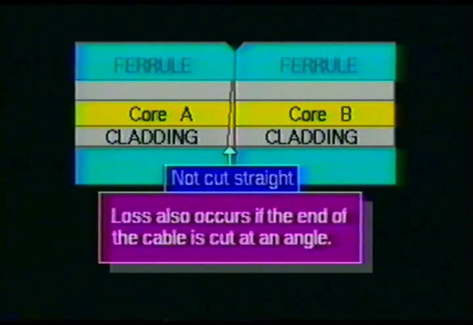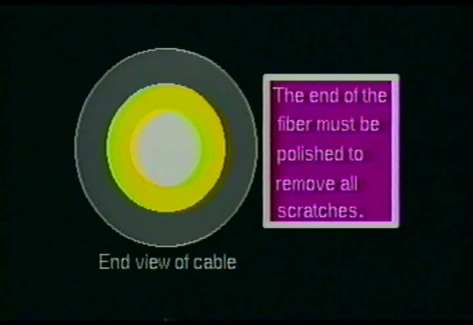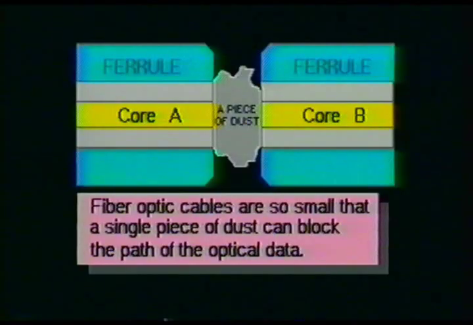Another type of loss may occur if the ends of the fiber cables are cut at an angle. The amount of loss encountered would depend upon the size of the angle and how the two ends mated together. Losses can also occur if the fiber ends are not properly polished. When the cable is cut in two, scratches will be present at the end of the fiber. These scratches must be removed. Another common loss occurs when dirt or dust particles become lodged in the connector fitting between the fiber ends.